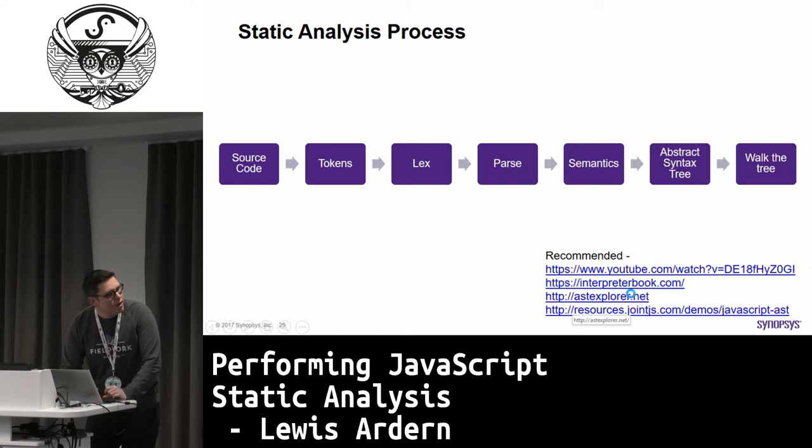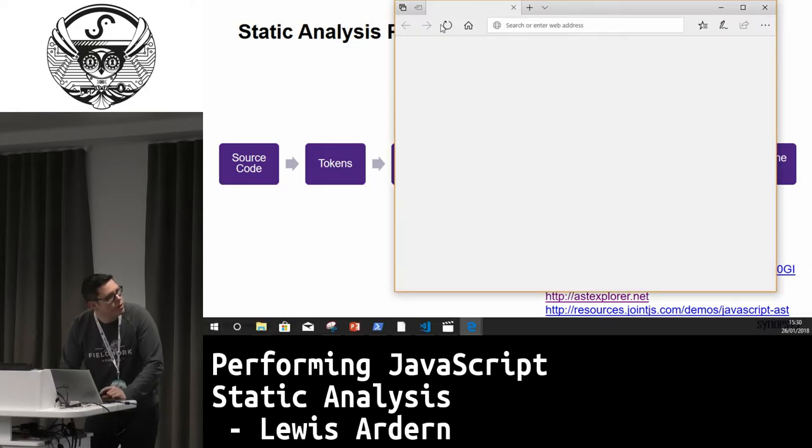So if we go to the AST Explorer, let's see where it opened. Oh, where's my machine gun? No, over here.